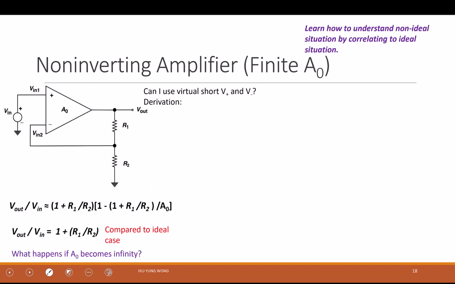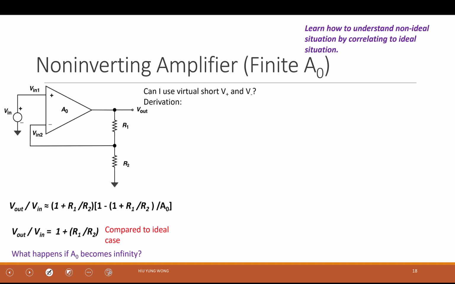Okay, good. Now then, I want to talk about the same amplifier, but this time, I'm not going to give you something easy. We are going to do finite A0, right? So this involves a lot of math, but there are some skills we need to learn. So can I use virtual short now? It has feedback, but the gain is not infinite, right? So I cannot do that.